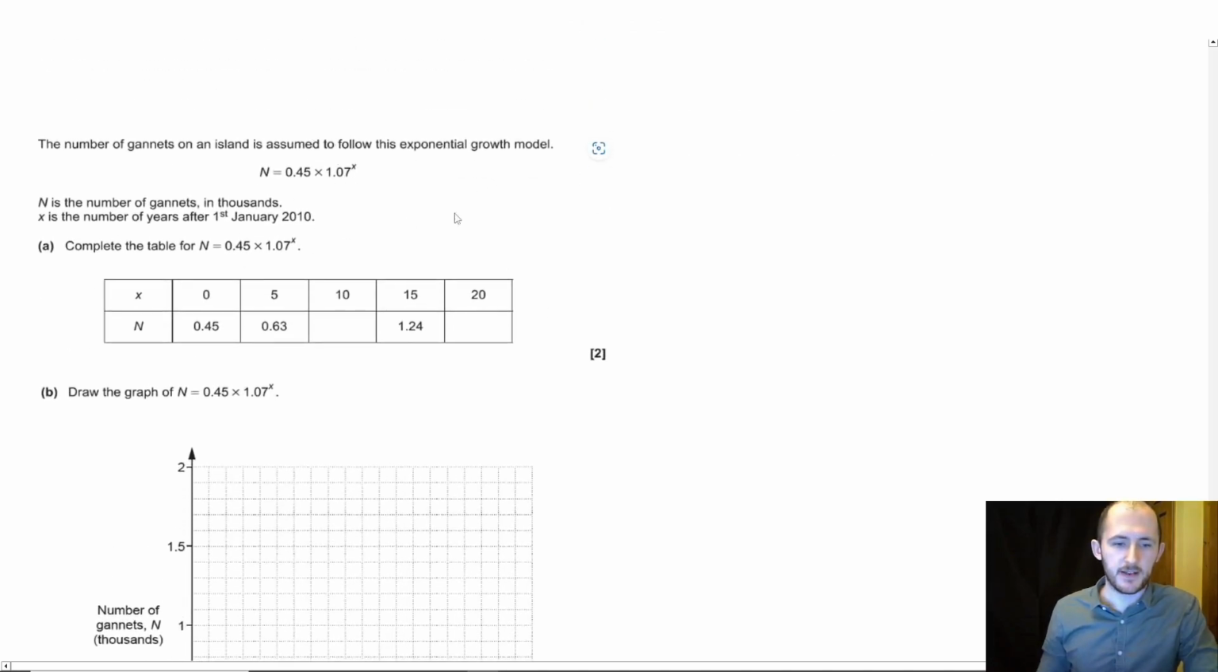This one's definitely a calculator. So the number of gannets on an island is assumed to follow this exponential growth model. Again, this is a GCSE question, but it comes up again in A-level maths because you do a lot of stuff with exponentials. So n is the number of gannets in the last question on your paper.